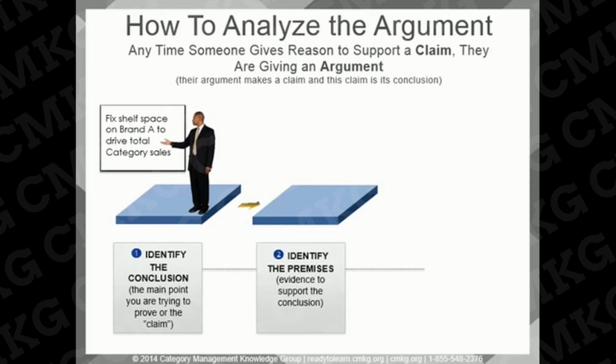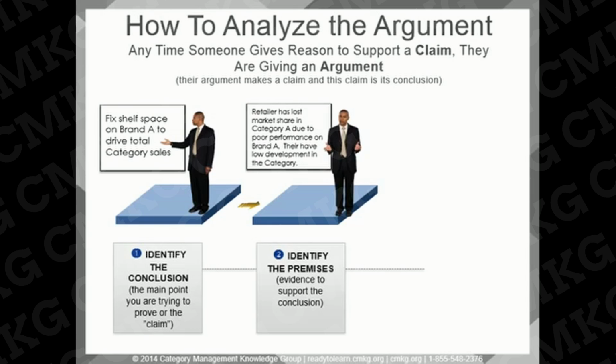Second step, identify the premises of the argument or the evidence to support your conclusion. For example, retailer has lost market share in category A due to poor performance on brand A. They are also poorly developed in the category.